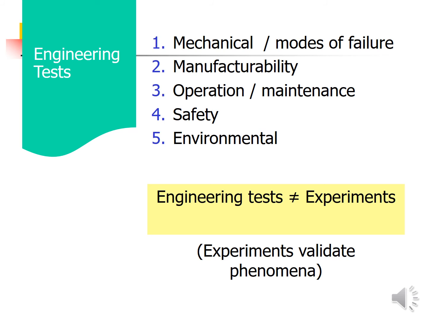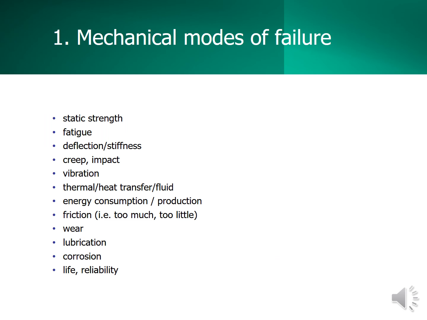Next we have engineering testing. Engineering testing consists of mechanical modes of failure, manufacturability, operation and maintenance, safety and environment. Engineering testing is not the same as experiment. An experiment is to validate a phenomenon. Testing is to check functionality. For example, to check the mechanical mode of failure, we check the static strength, fatigue, deflection, creep, and so on.